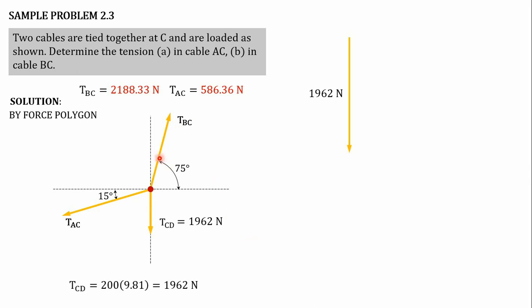Kailangan hindi mabago yung orientation ng tension BC. Ito yung gawin ko. Wala akong nabago dyan. Kung 75 degrees yan, that is also 75 degrees. Ito yung ating tension BC. Gets nyo? Para ma-close to, i-graph ko yung tension AC. Ito yung gawin ko. So, tension AC. Since 15 degrees to, kailangan 15 degrees yan. Kasi 15 degrees yan. So, therefore, wala akong nabagong orientation niya.